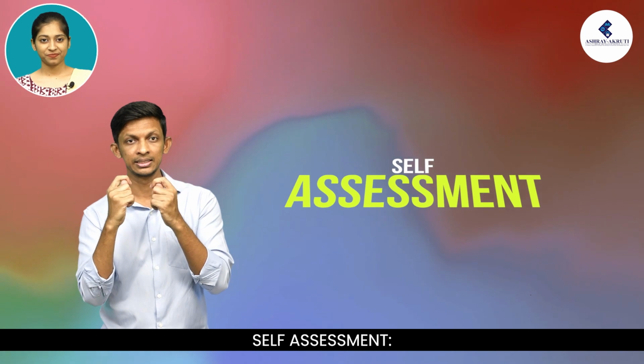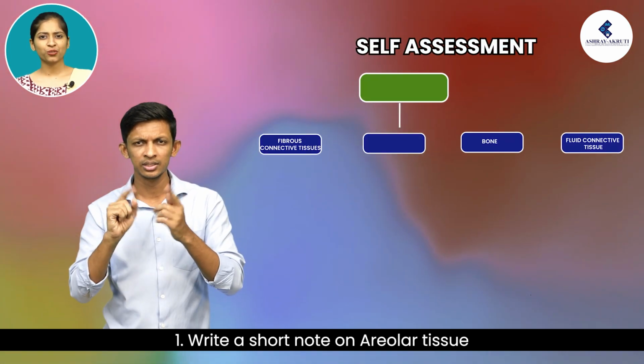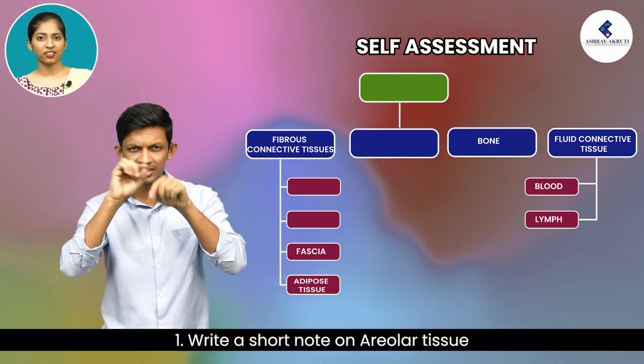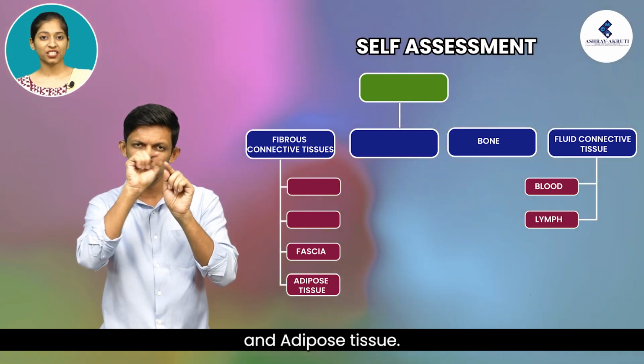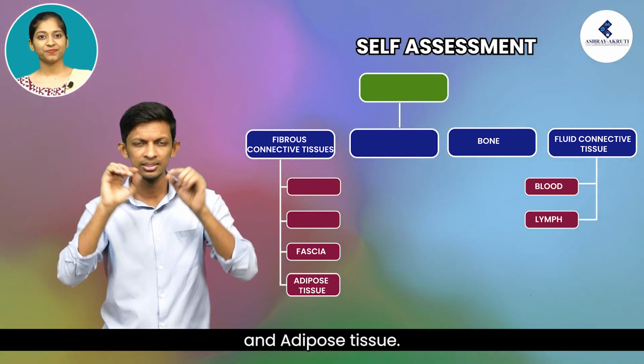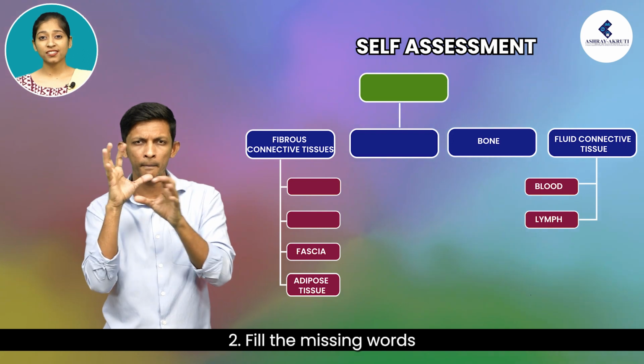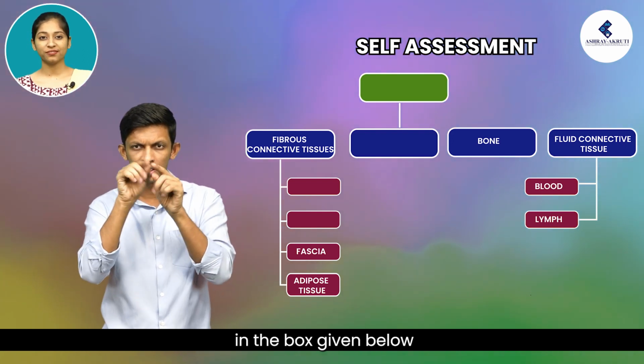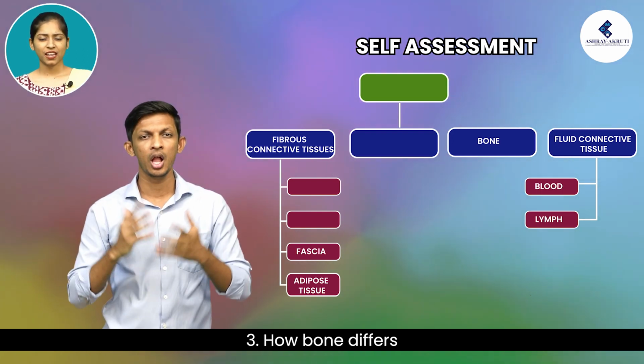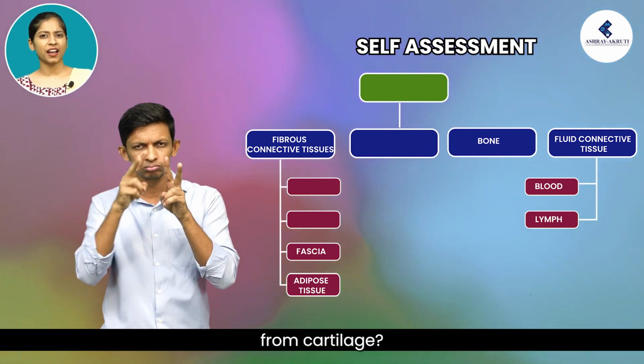Self-assessment. Write a short note on areolar tissue and adipose tissue. Fill the missing words in the box given below. How does bone differ from cartilage?